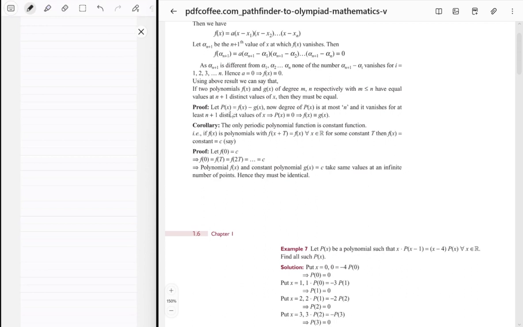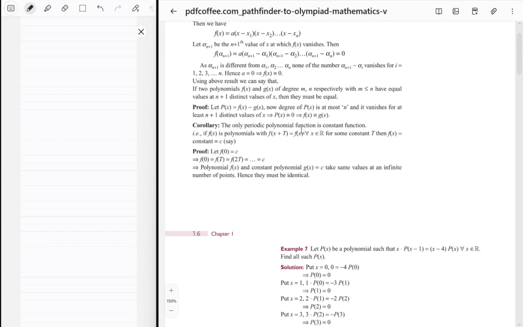And what do we have? Using the above results, we can say that if two polynomials of degree m and n respectively have equal values at n plus 1 distinct values of x, then they must be equal. Yeah, I guess that makes sense. Their proof is also good. I understand that. Corollary, whatever.